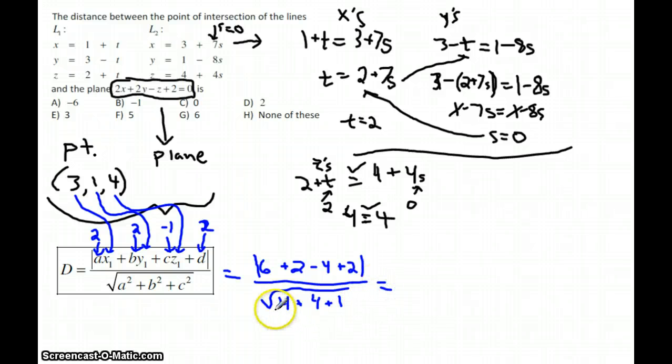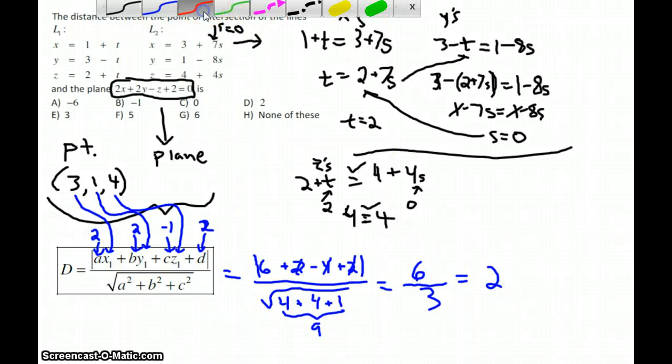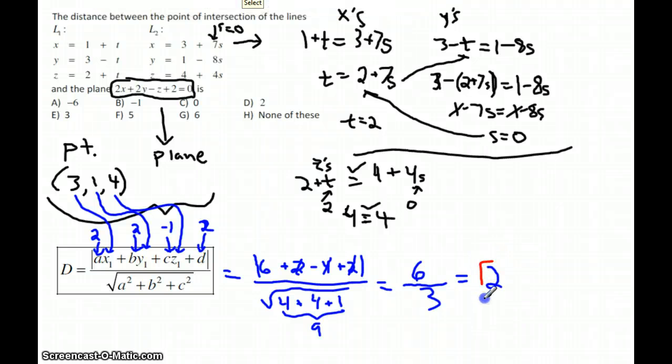So our denominator is the square root of 9, which is 3. And our numerator is 6, because these 2 2's cancel this 4. The answer to the question is 2. The distance between the point of intersection of those two lines and the given plane is 2.